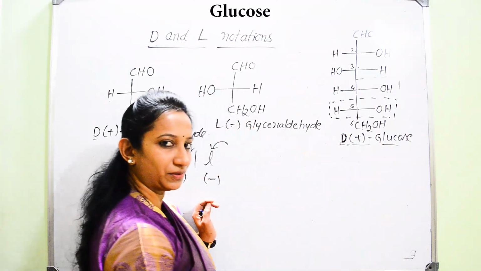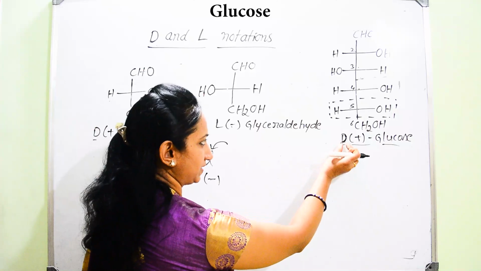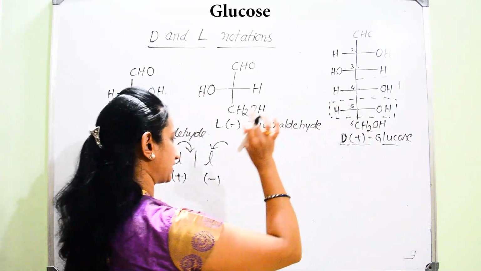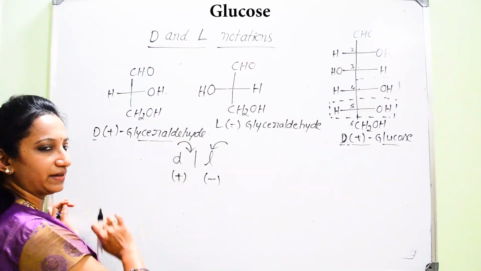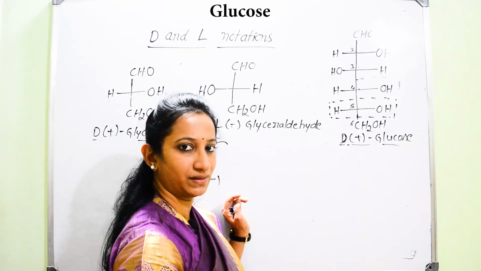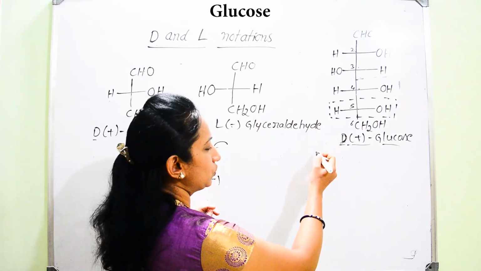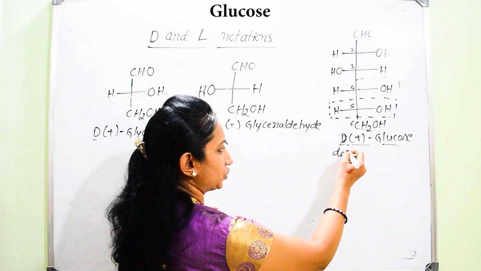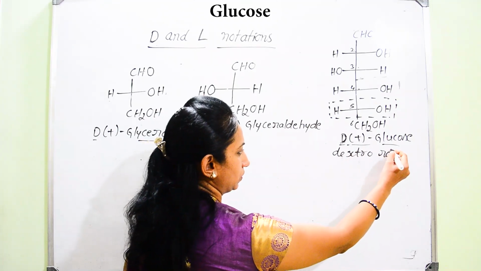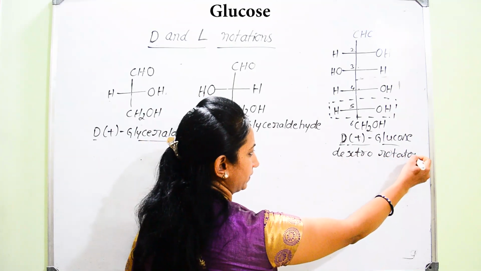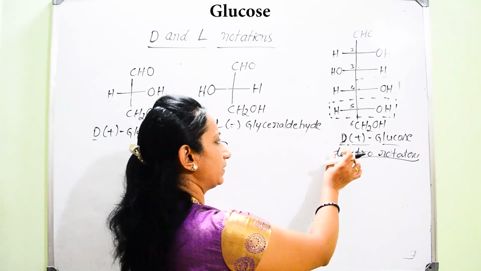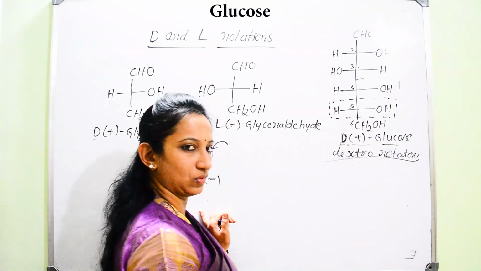Now is it clear for you? That capital D stands for the relative configuration which resembles D-glyceraldehyde. Then of course the positive symbol represents that glucose is a dextrorotatory isomer. That is why we are giving that symbol as D plus glucose.